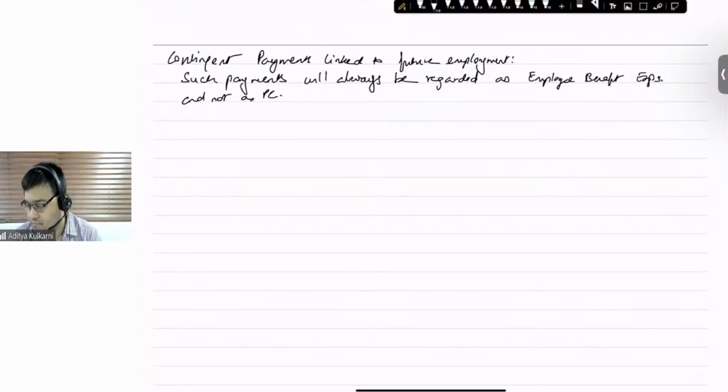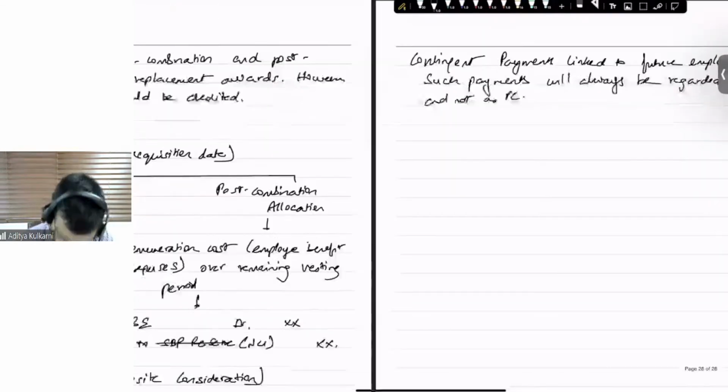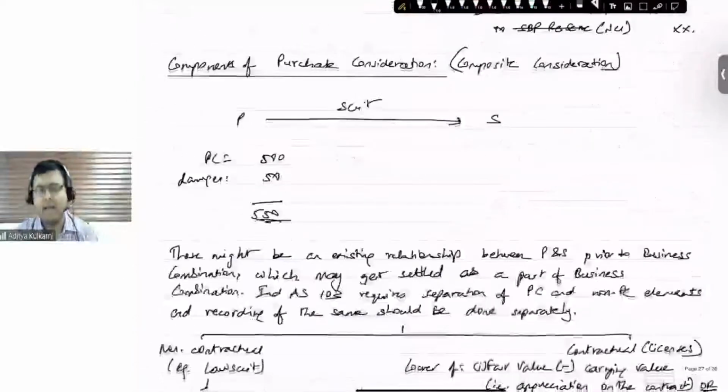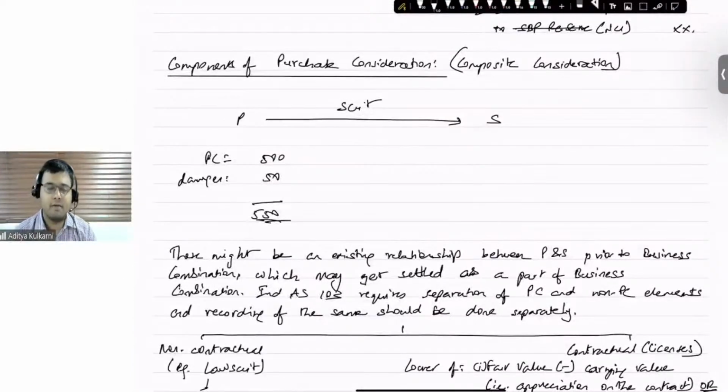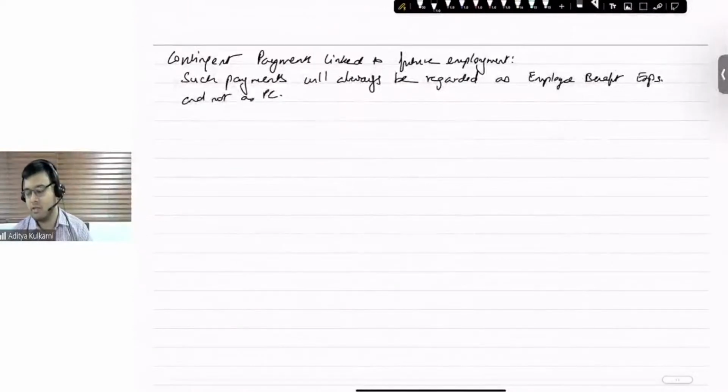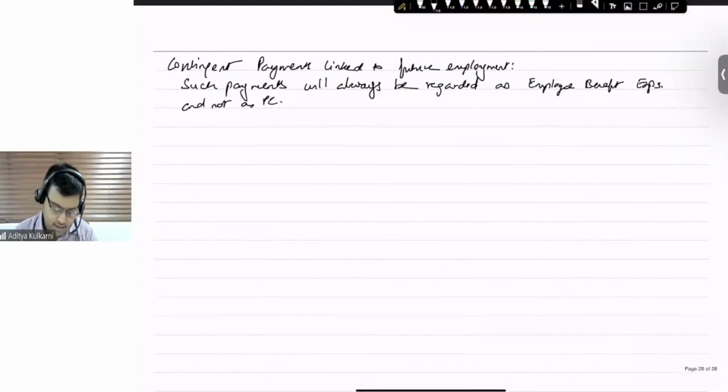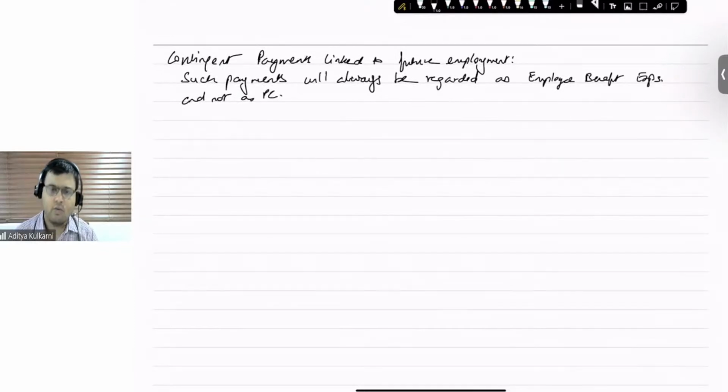Now, sir, it is like composite consideration. Yes, it is like composite consideration, but we will have to split it. Composite is where you make a single payment, but the purpose of that is multiple uses. So it is composite consideration, yes, and the employment part is not PC. You will book it as an expense over the period of the contract.